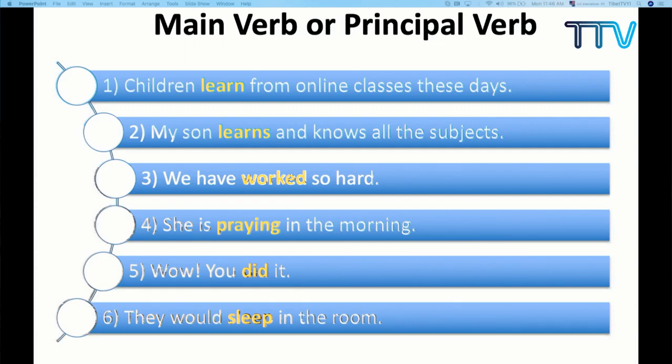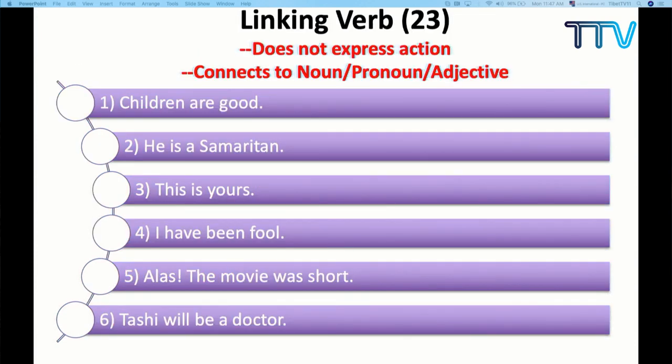So worked, this is the third form of the verb. She is praying, this is the ing form. Then you did, they would sleep. Now these are the principal verbs.